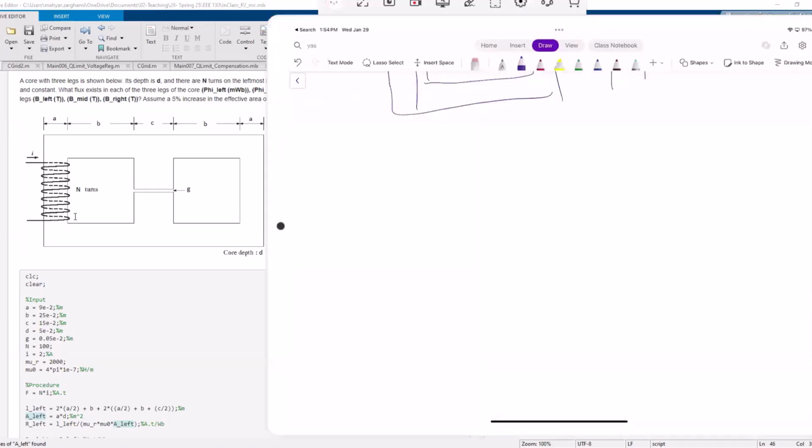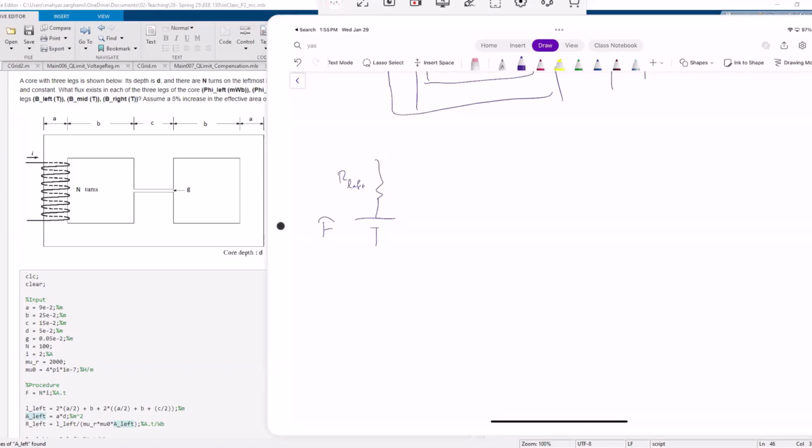So let's go back. This would be our magnetic circuit. So we have a DCF. And then this is one reluctance on the left-hand side.